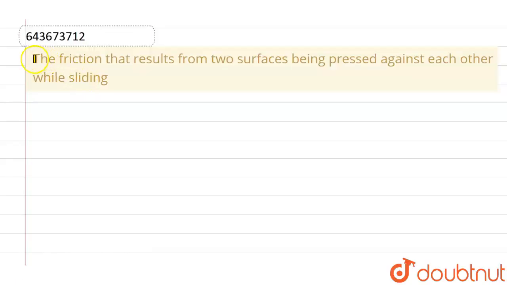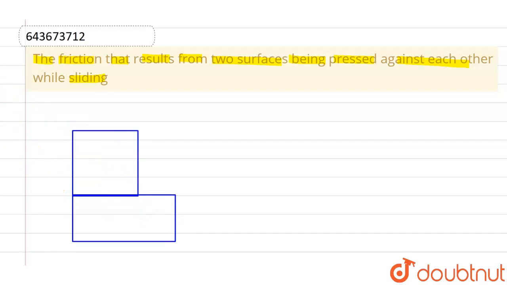Hello everyone. If we talk about this question, this given question is the friction that results from two surfaces being pressed against each other while sliding. So let there be two blocks. This one is the first block and this one is the second block, and let these two blocks be sliding over each other. Then there will be a surface which is frictional, I can say, which is non-smooth. So there will be some coefficient of friction also.